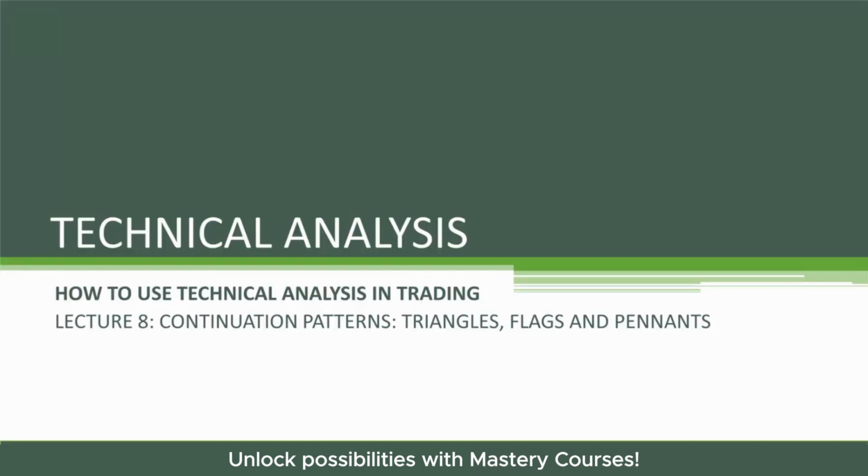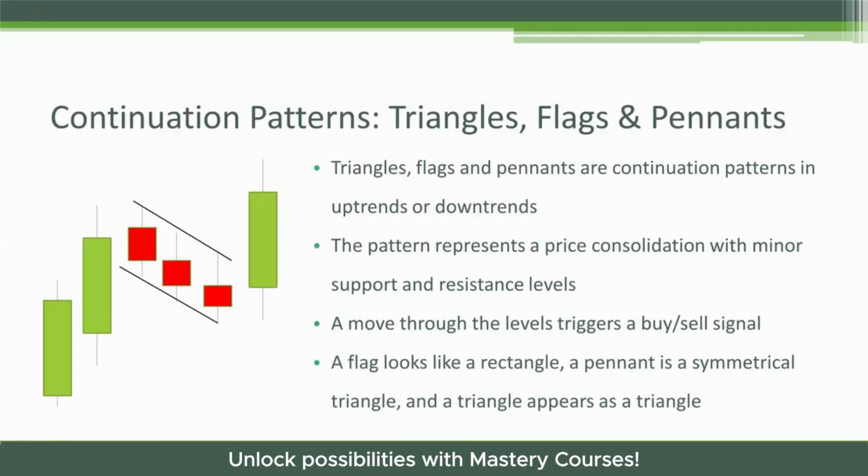Today we're going to be talking about continuation patterns, and we'll be focusing on triangles, flags, and pennants. Triangles, flags, and pennants are continuation patterns in either an uptrend or a downtrend. Our graph to the left shows a flag continuation pattern in a bullish uptrend.